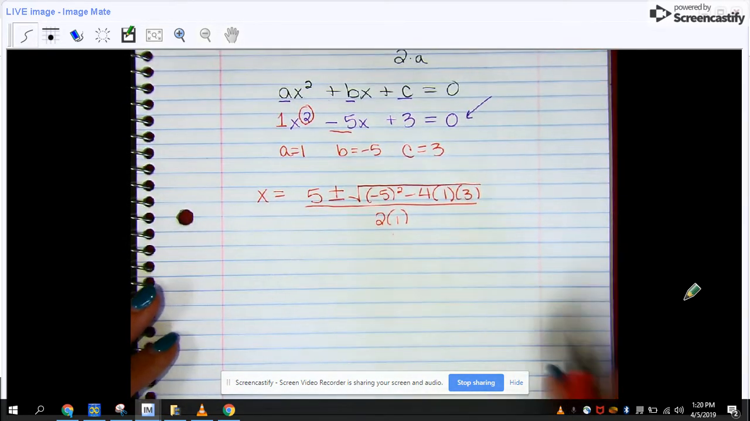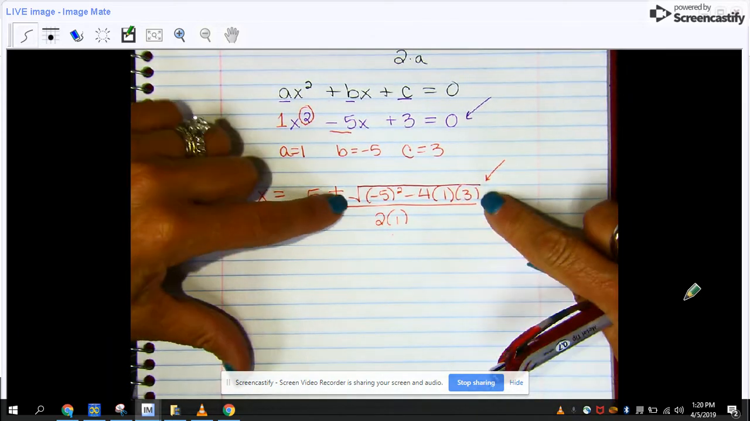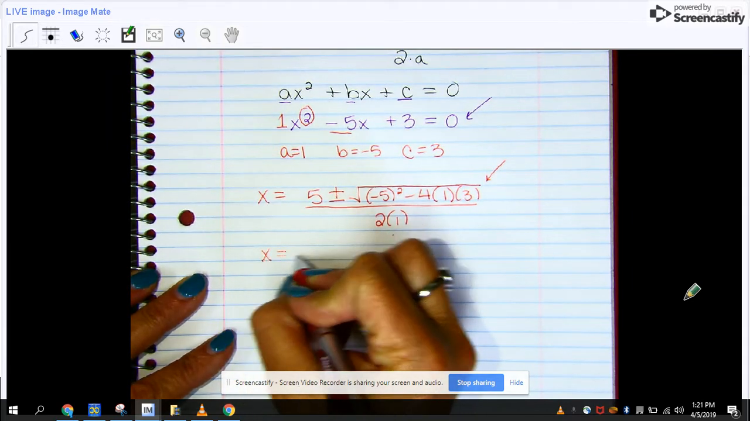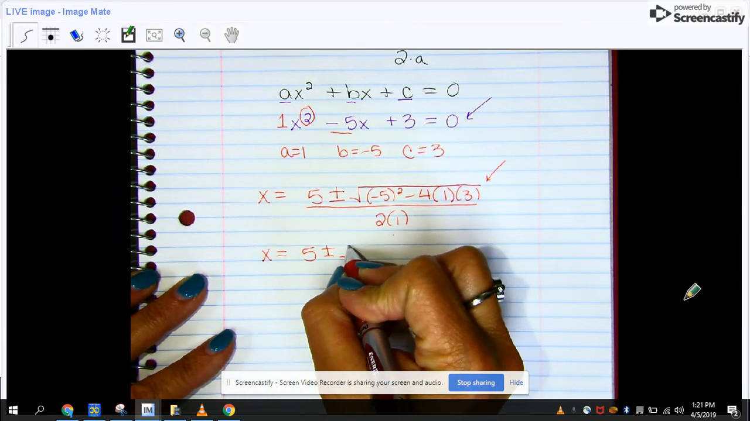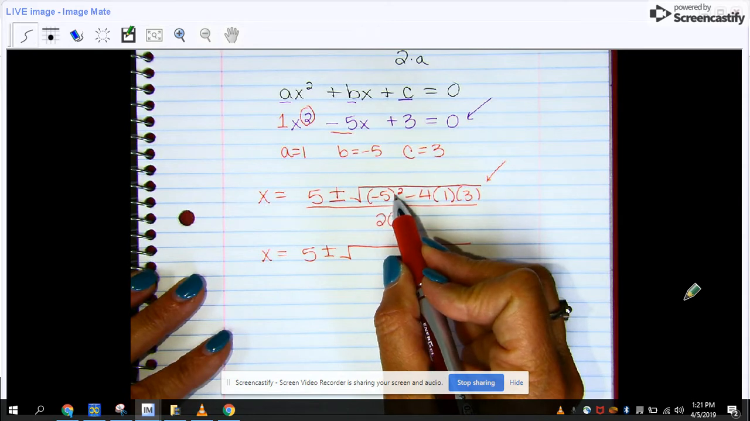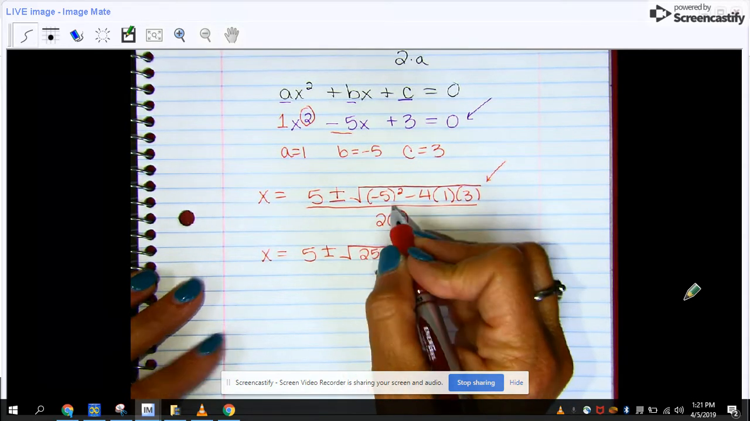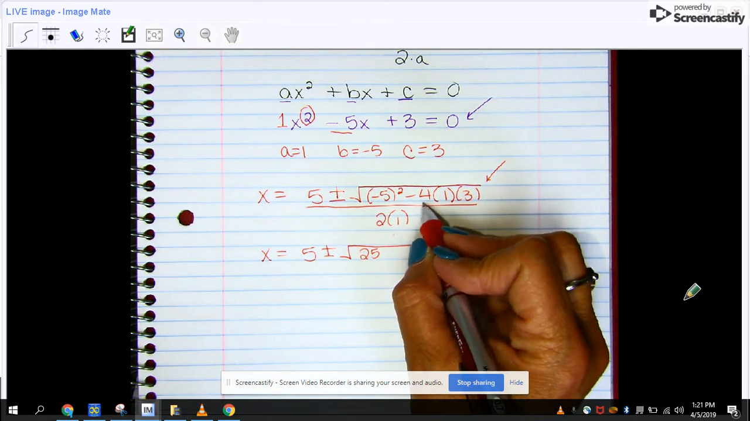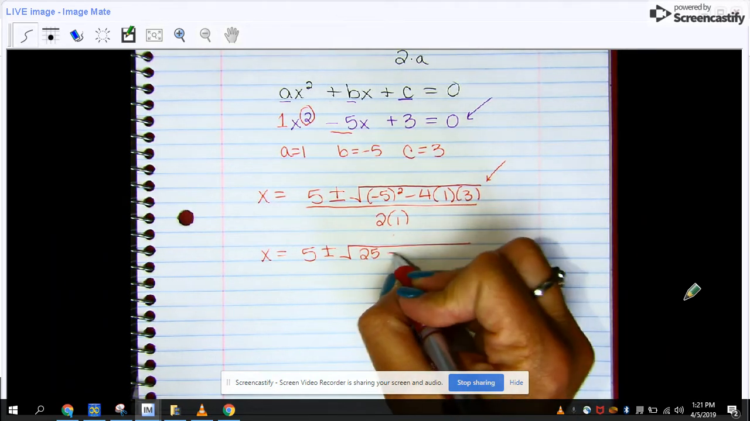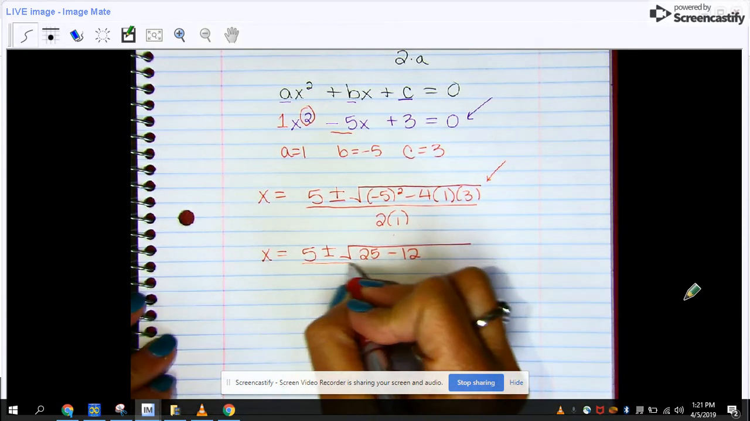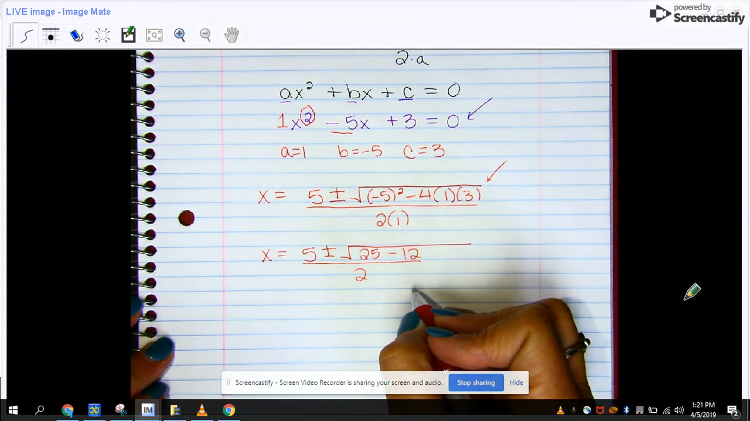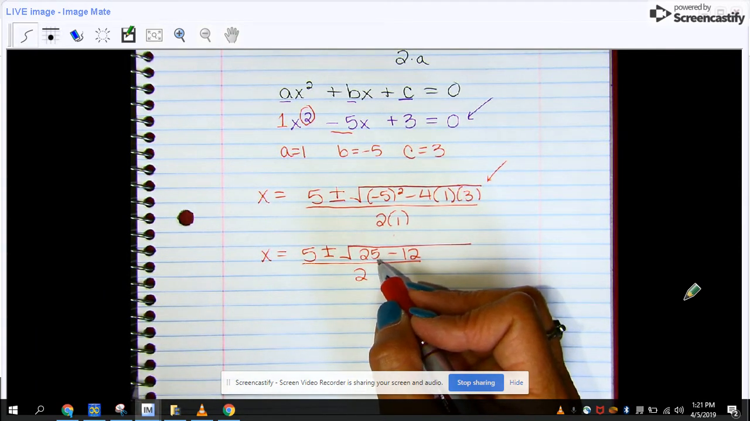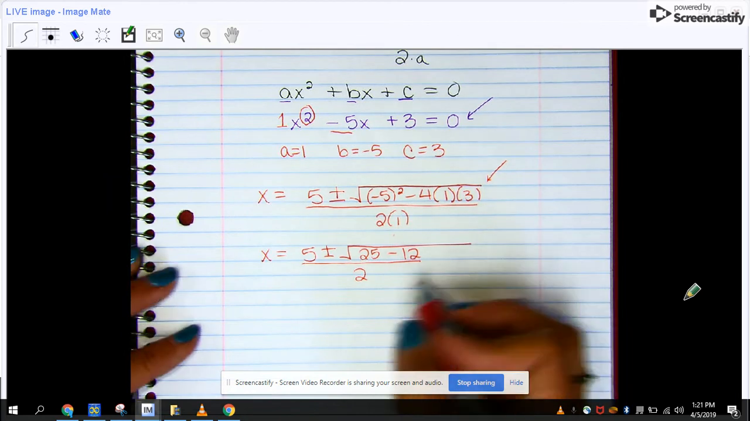The square root symbol is a grouping symbol, so we have to work this thing so we just have a number in there. So it's going to be 5 plus or minus. Negative 5 squared is a positive 25. If it's negative, your b, it's always going to be positive. And then negative 4, think of that as a negative, times 1 times 3 is a negative 12, or minus 12, all over 2 times 1, which is 2. You have to keep going until you get a number here. 25 minus 12 is 13.